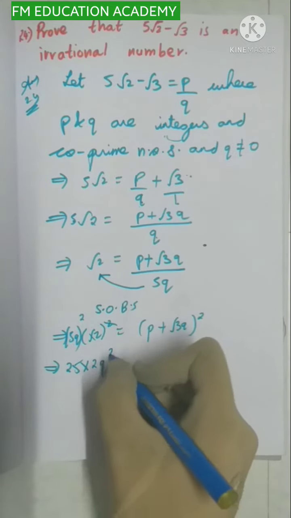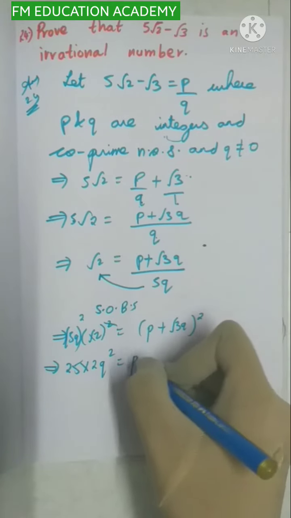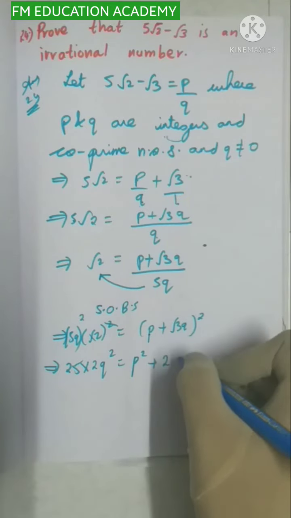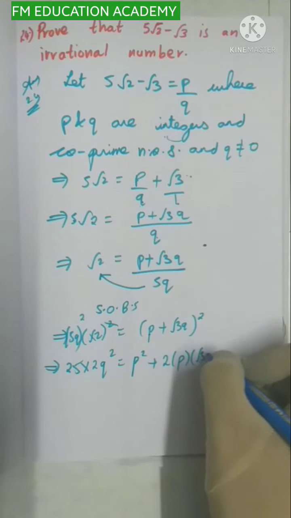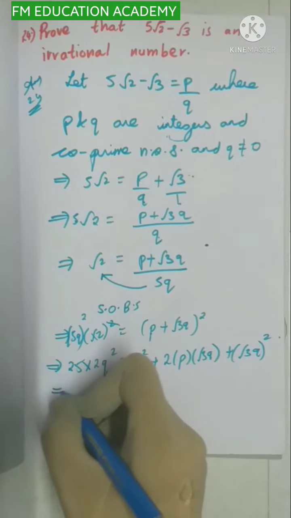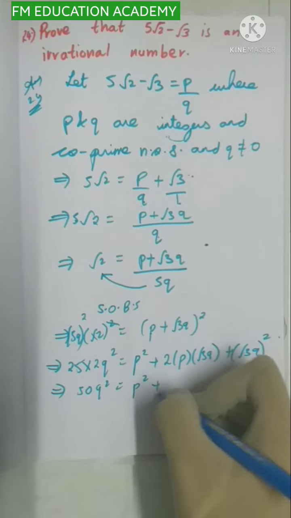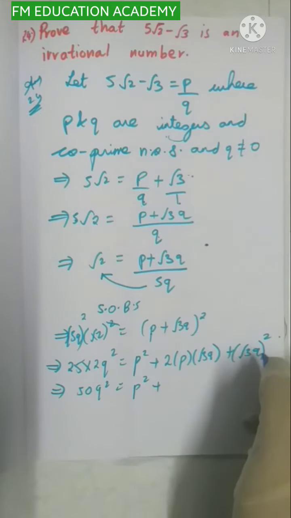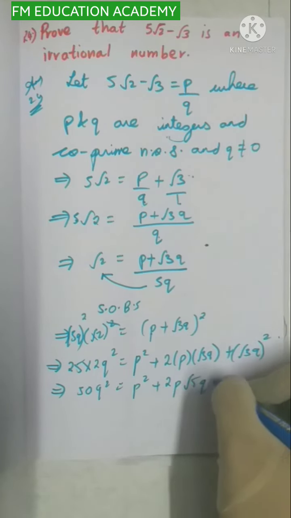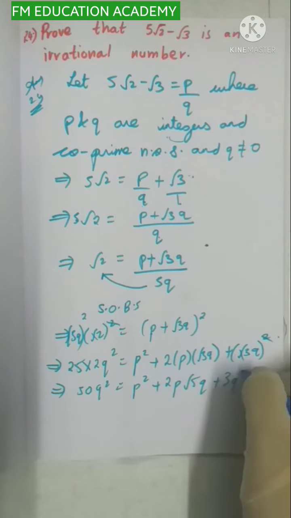q square is as it is, equal to. It is in the form of a plus b whole square. What is a plus b whole square? a square plus 2ab plus b square. A here is p, b here is root 3q. Now 25 2s are 50, so we have 50q square is equal to p square plus 2p into root 3q, plus, here also the root and square will get cancelled, so we are left with 3q square.